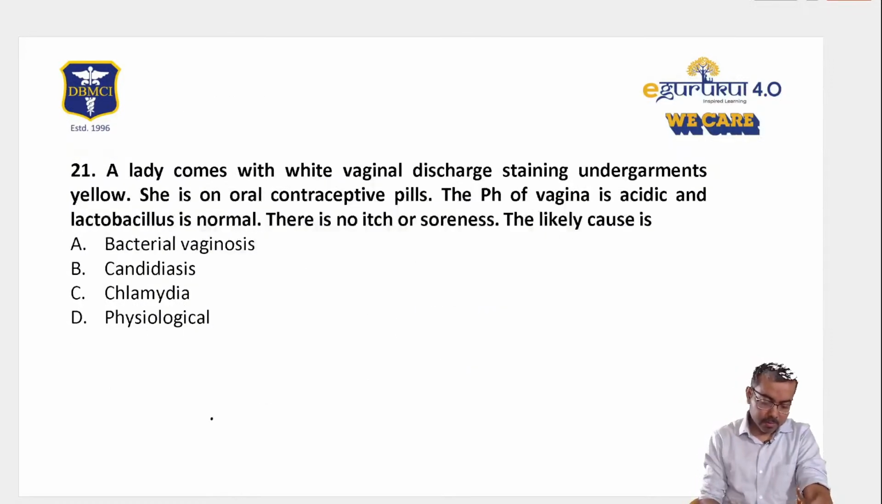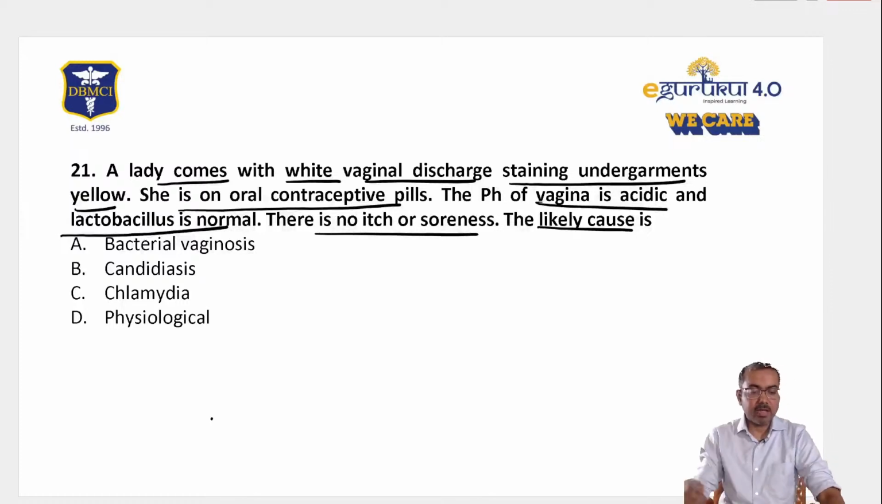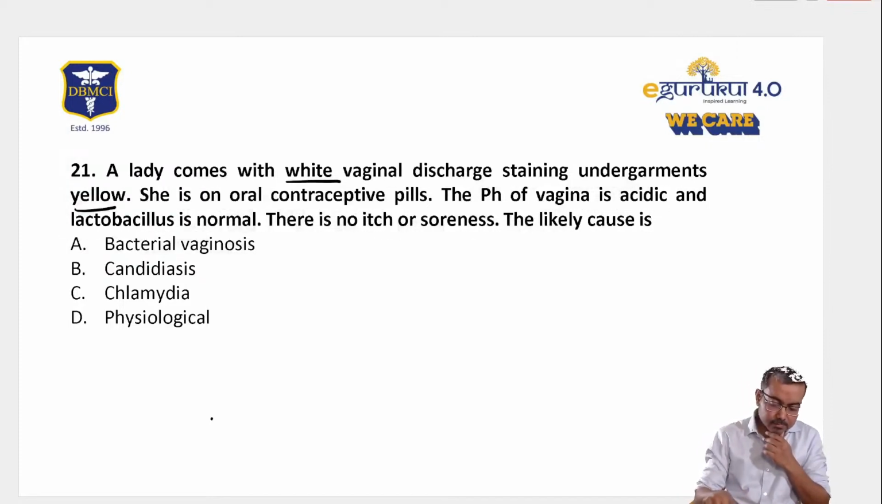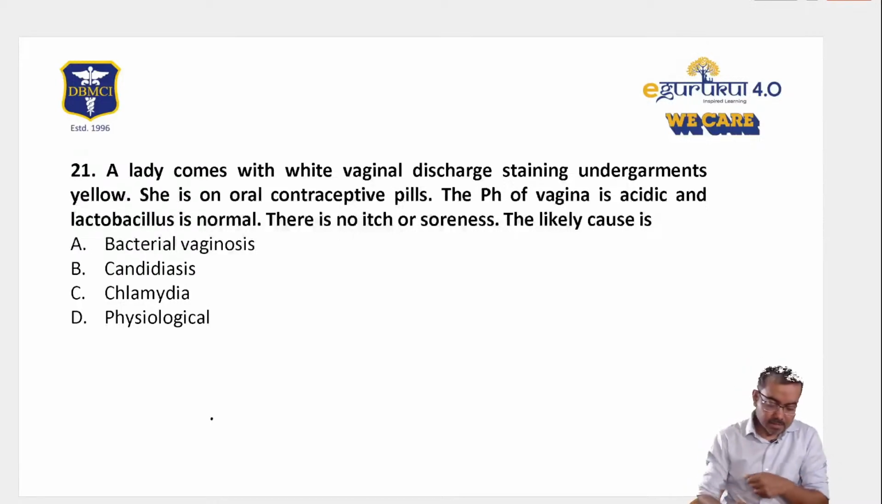Question 21. A lady comes with white vaginal discharge, staining the undergarments yellow. She is on oral contraceptive pills. pH is acidic, lactobacilli are normal, there is no itch. Tell me the answer. I will wait for you to come out with the answer. Is it bacterial vaginosis? Is it candidiasis? Is it chlamydia? Is it physiological? The answer is physiological.